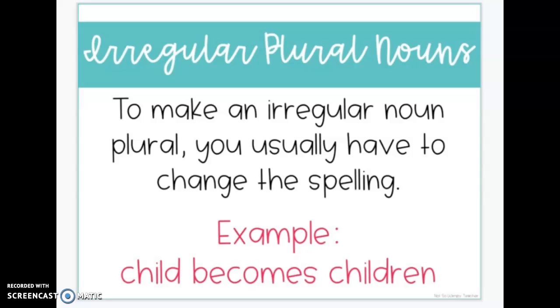So to make an irregular noun plural, you usually have to change the spelling. So for example, if you have one child, it just is a child. But if you have a lot of them in a classroom, you would say, I have a lot of children. You would take child and add "ren" to it. So the spelling is going to change to make those plural nouns actually plural. And that is not the regular rules. These are the irregular rules.